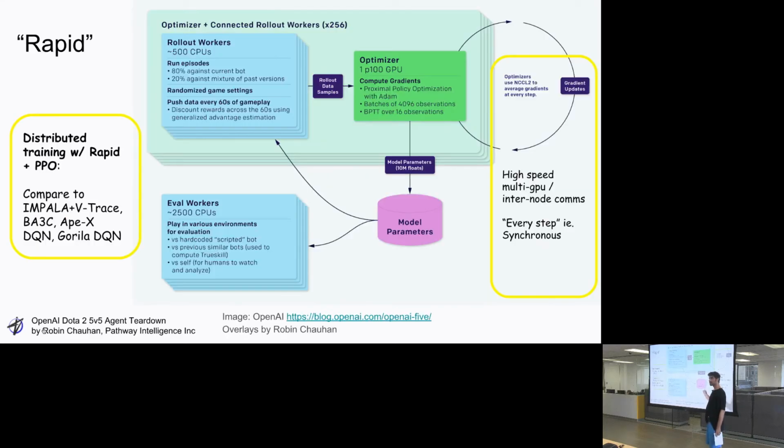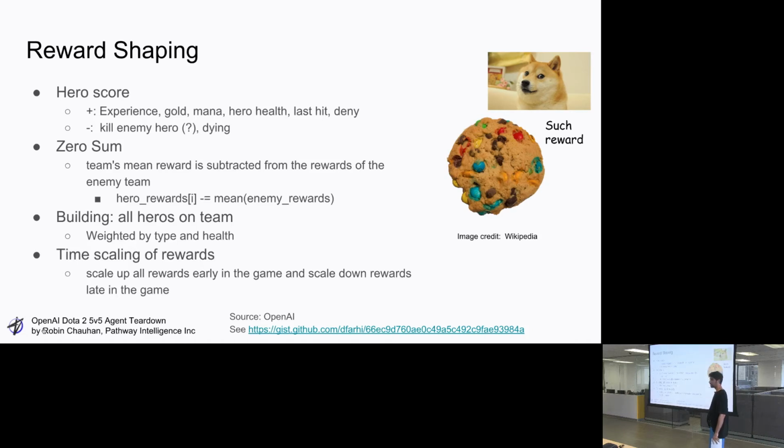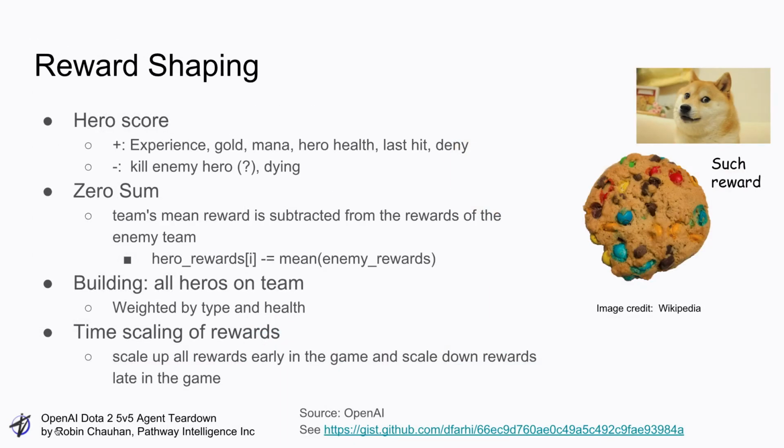So this is the training system. This is a big innovation that they added this time around. It's called Rapid. Many GPUs collaborating. There's rollout workers and evaluation workers. The GPUs are connected using high-speed interconnects. And so this is a distributed training system that's key to some of the performance. The rewards were shaped. The raw rewards from the game are too sparse. So they made synthetic rewards having to do with each hero's performance, subtracting the enemy score and the condition of the buildings, and then rewards towards the end of the game are scaled down.